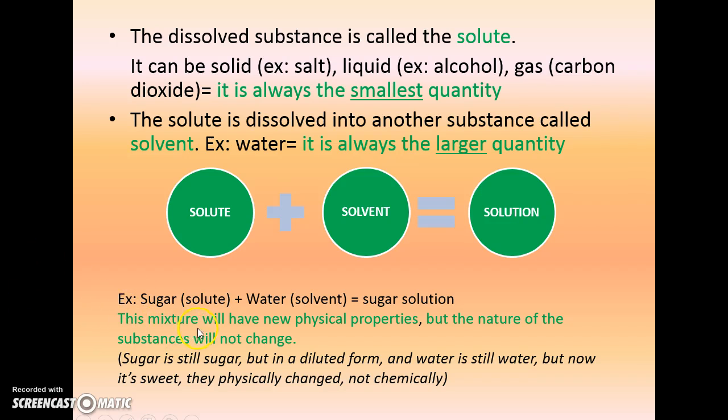Remember, however, that this mixture has new physical properties, meaning they look different. The chocolate looks different, the milk looks different. It's no longer white, it looks brownish because of the chocolate. But keep in mind that the nature of the substances did not change. It is still milk, it is still chocolate. It's just dissolved. It didn't magically become vanilla. Same with the sugar that you dissolve in water. It is still there, but in a different form. It is dissolved. And you can tell by tasting it.